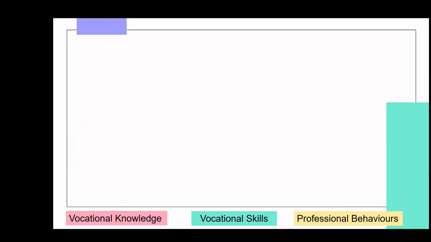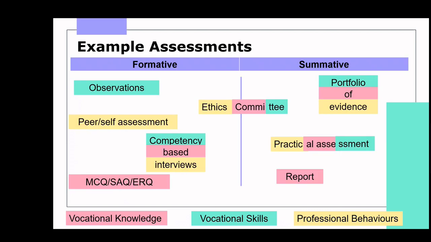Now let's look at some examples. I'm about to show you a colour-coded table about what's being assessed. So we have red for vocational knowledge, mint for vocational skills, and yellow for professional behaviours. So here are some examples of formative assessment activities that you can do.